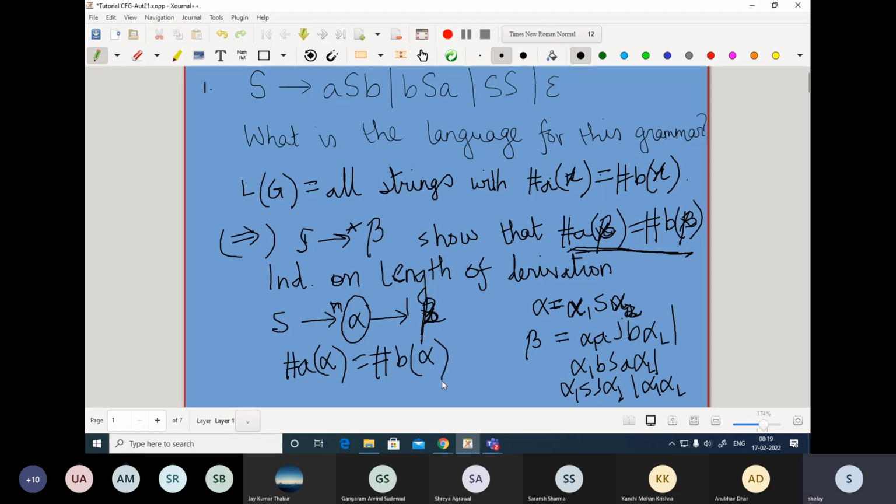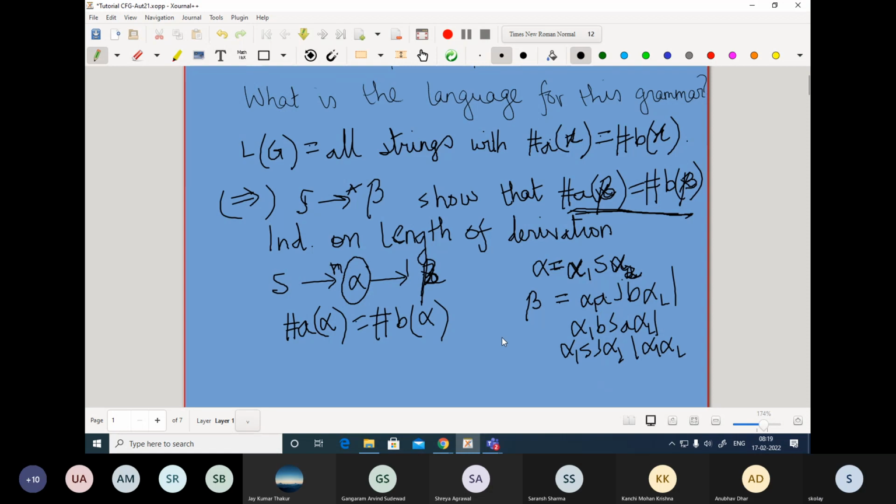Number of B's in alpha. So now if you look at this first thing in beta, the number of newly introduced A's and B's are equal. So then in beta as well, the number of A's in beta is equal to the number of B's in beta. Similarly, in this rule also, the number of newly introduced A's and B's is the same. Here and here, we are not introducing any new A's and B's.